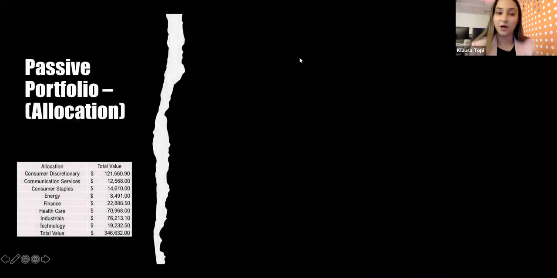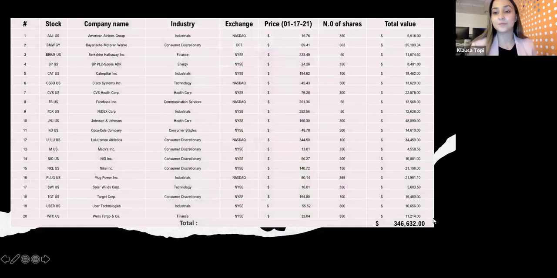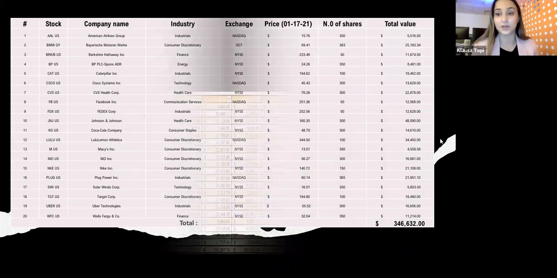Then we go ahead and see the passive portfolio allocation, which again, I tried to make as diversified as possible. I did energy, finance, and similar industries as I did in the active portfolio, and I invested the same amount of money, around 300,000, to see better the difference and to compare it better. Here's the detailed allocation of my passive portfolio again.